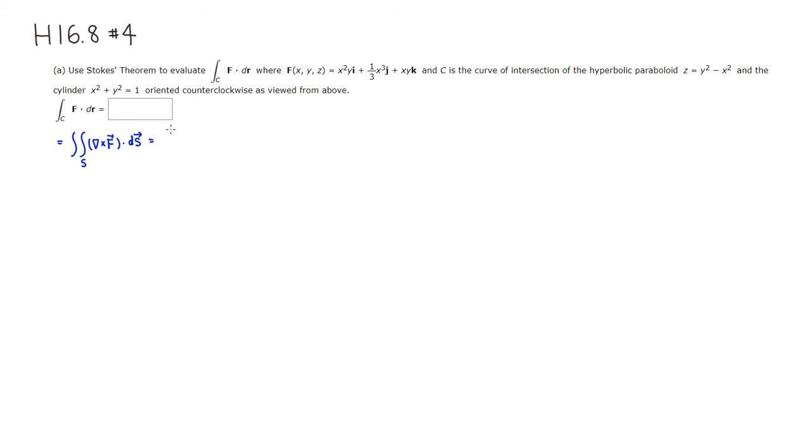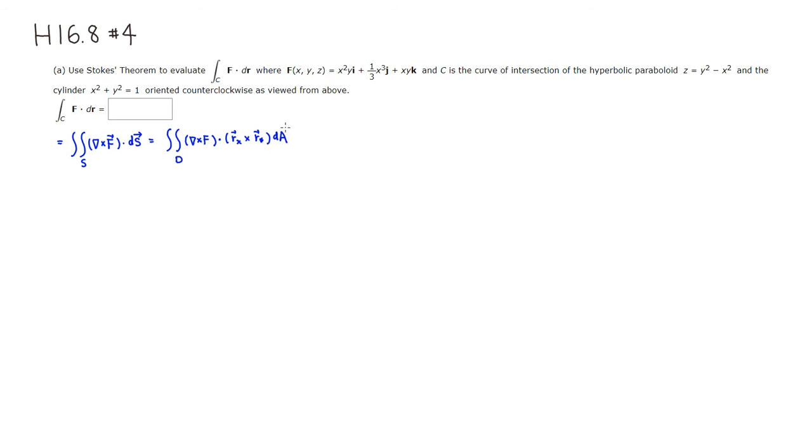This can be written as a double integral over the unit disk, which I'm going to call D. Then you have the curl of F, and take the dot product with the partial derivative of the parameterization with respect to x, cross the partial derivative with respect to y, dA.